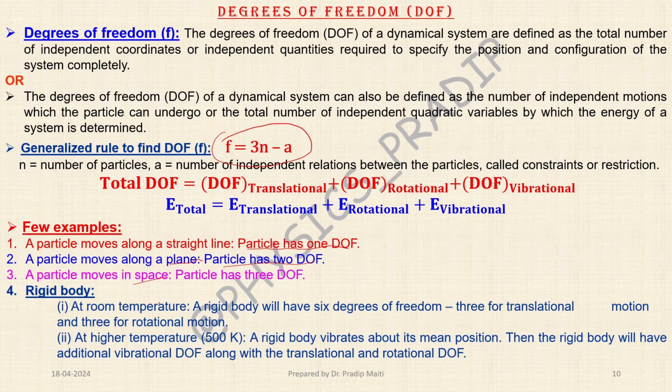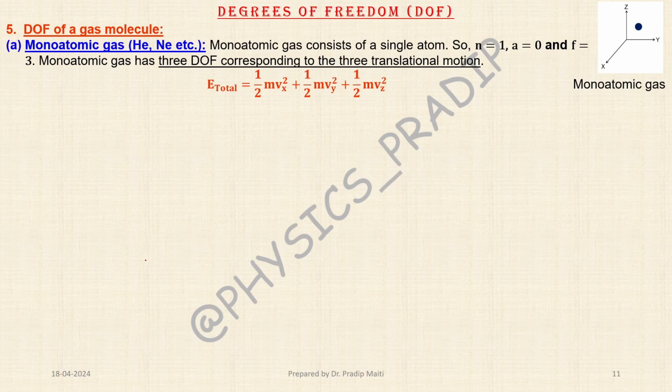A rigid body at normal temperature will have 6 degrees of freedom, 3 for its translational motion and 3 for the rotational motion. At higher temperature, a rigid body vibrates about its mean position. Then the rigid body will have additional vibrational degrees of freedom along with translational and rotational degrees of freedom. Now, degrees of freedom of gas molecules. It is very important.